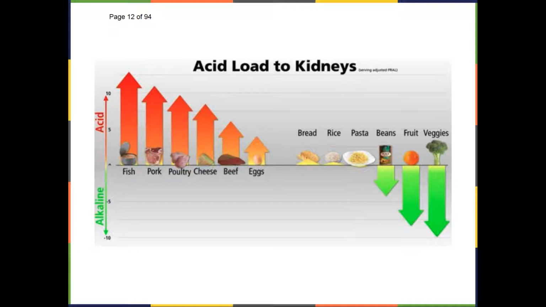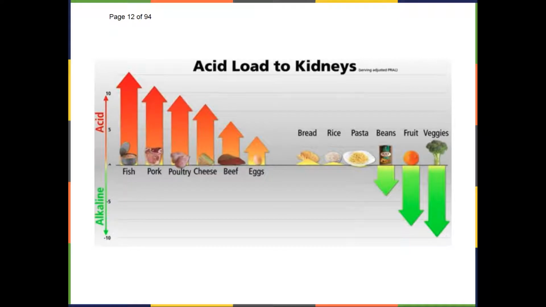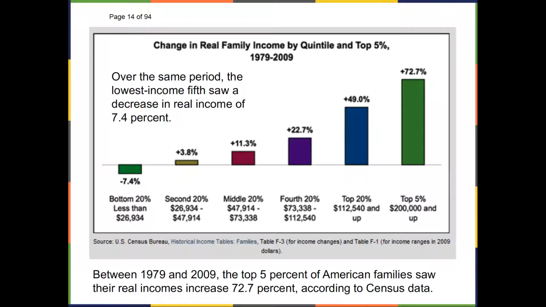I don't even know what to tell you about it. I guess I don't need to tell you anything about it. I guess all we're getting here is just some other examples of where the data is congregating. This would just be saying that the richest people had the highest increase in real income.